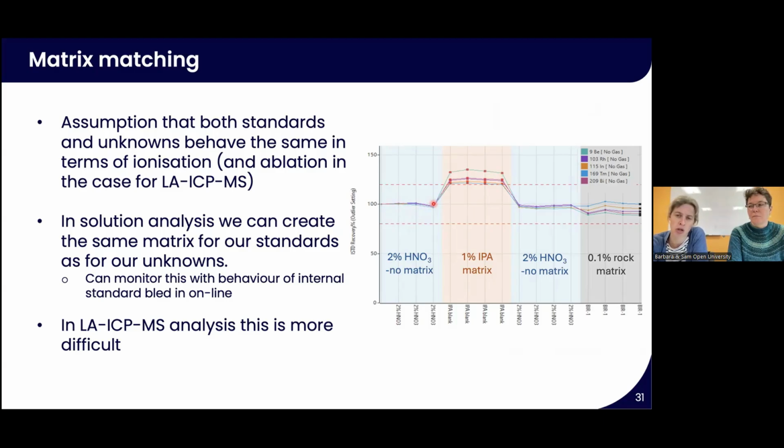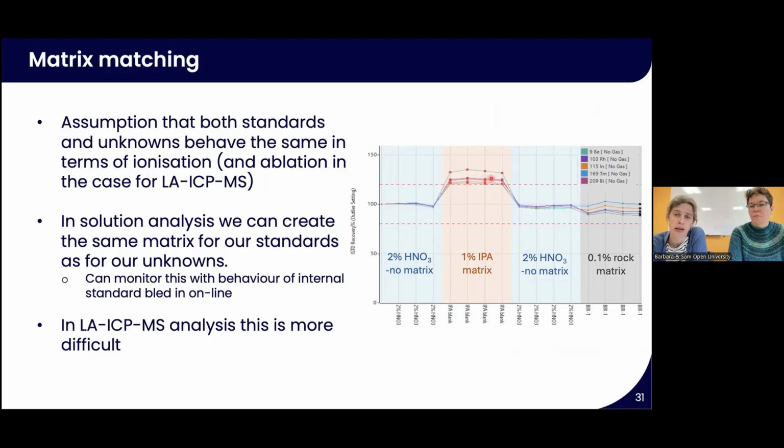The next thing that we did, because we've worked on some samples that contain this kind of sample matrix, is we introduced a matrix which was water with 1% IPA in it. And you can see that this has a significant effect on the way that the internal standard behaves. In fact, every element behaves differently when it enters the plasma. The IPA has the effect of enhancing the ionization of the sample in the plasma. And you can see that there's a jump here of some 20% in terms of the ionization of the sample in the plasma.